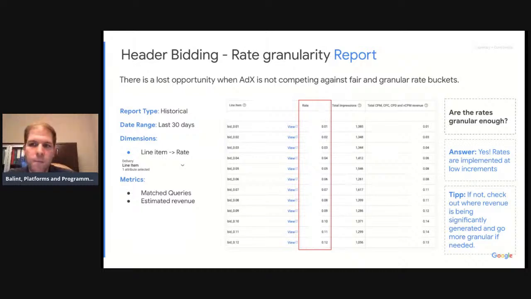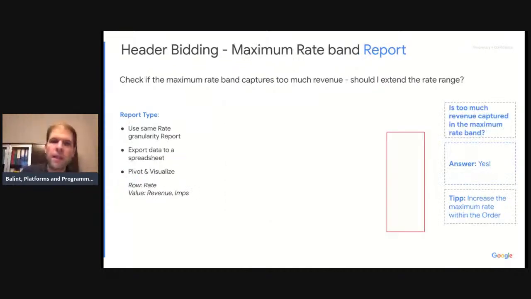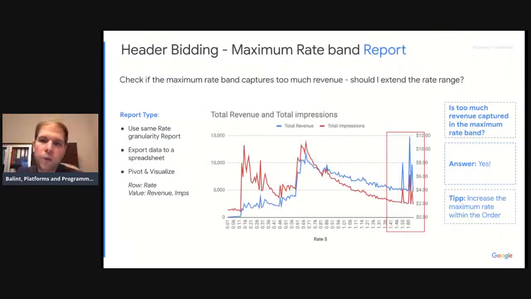And then, are the rates granular enough? Yes, the rates are implemented at low increments. If not, then check out where the revenue is being significantly generated and go more granular if needed. And then the third thing is header bidding and the maximum rate band report. So check if the maximum rate band captures too much revenue. So should you extend the rate range?